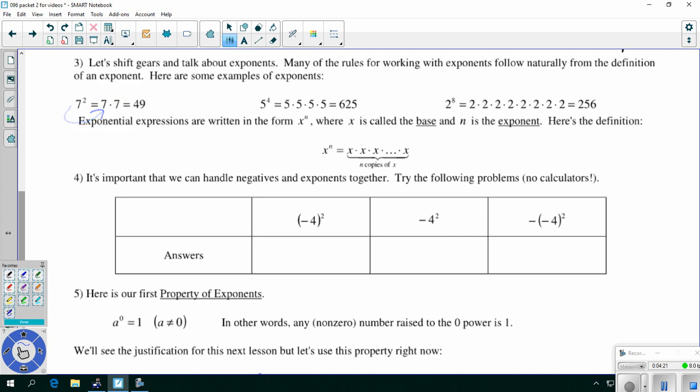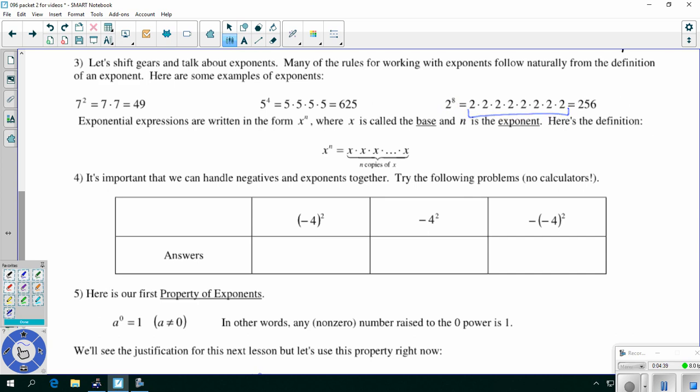So 7 squared literally means 7 times 7, and 5 to the 4th means 5 times 5 times 5 times 5, 4 copies of that number. 2 to the 8th means multiply the number 2 by itself 8 times, happens to be 256 at the end of the day. Just some vocabulary.